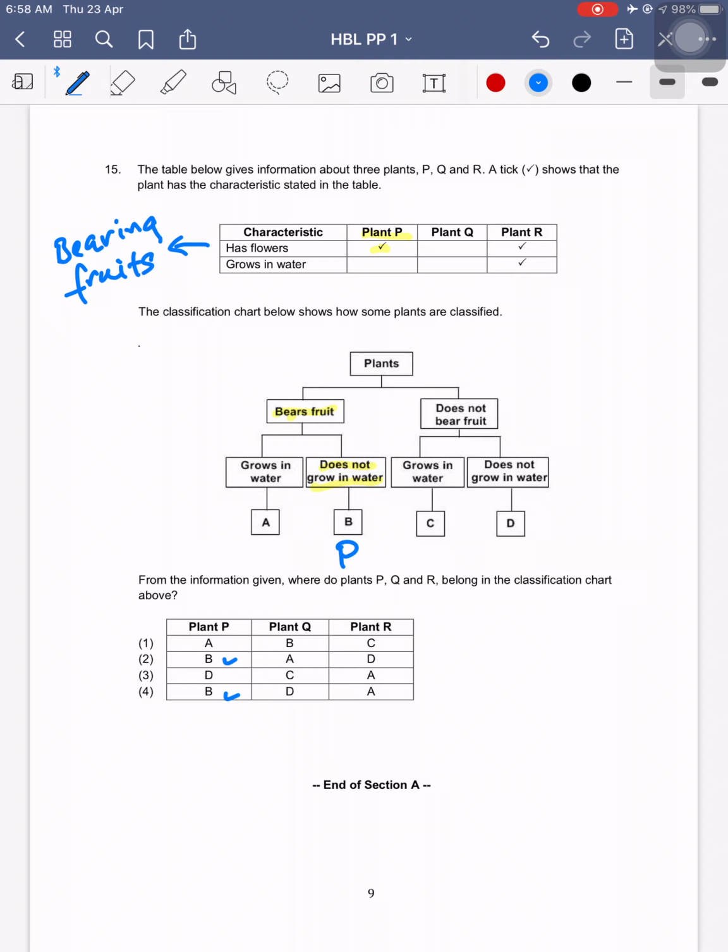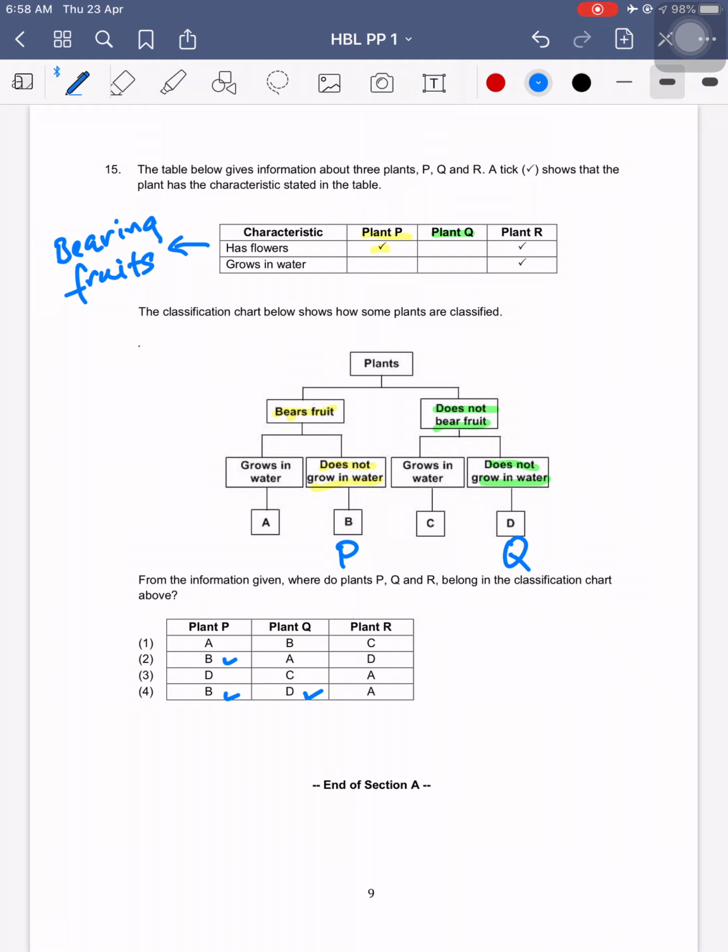Okay, let's continue to talk about plant Q. Now plant Q doesn't have flowers, so it will be here. And does it grow in water? No, it does not grow in water. Therefore, this should be Q. Alright, so Q is actually D. So looking at this, my option 4 should be the answer.